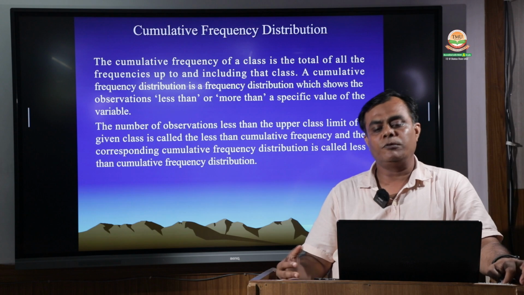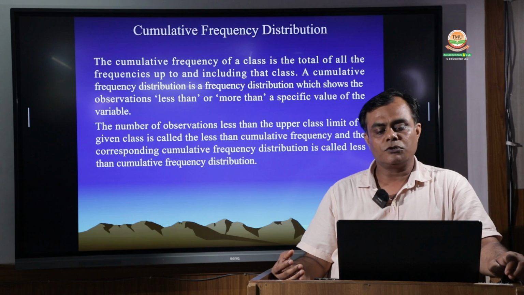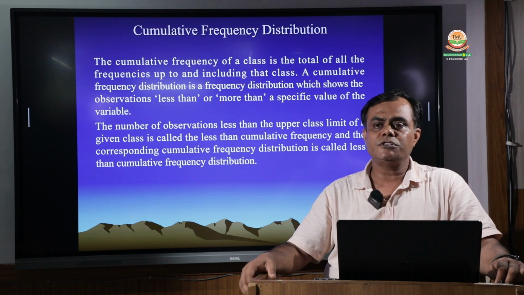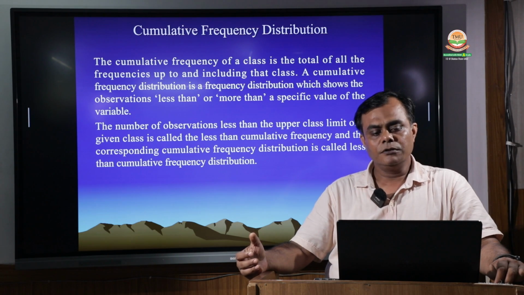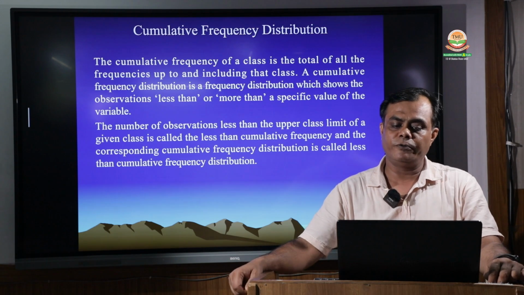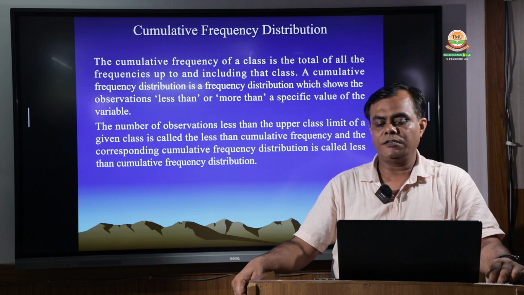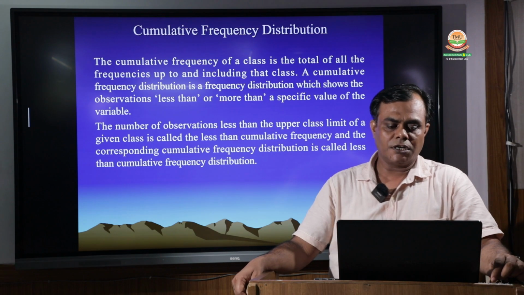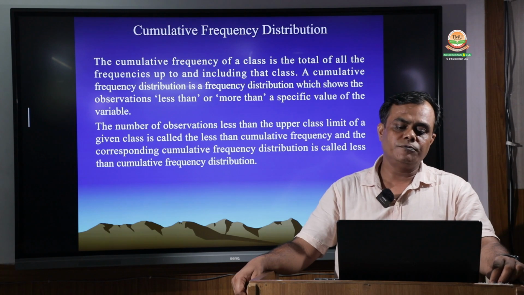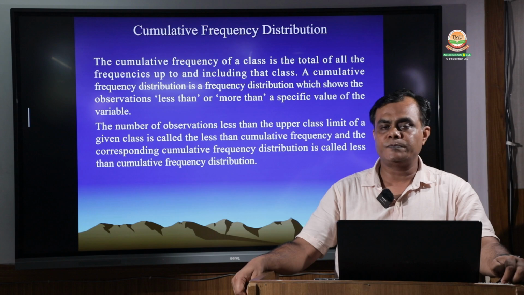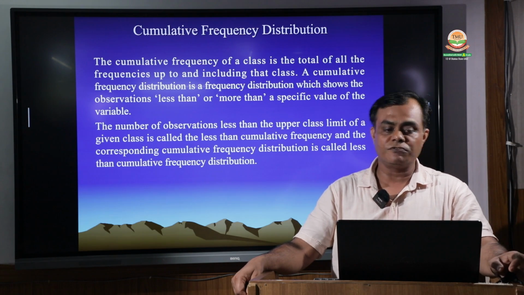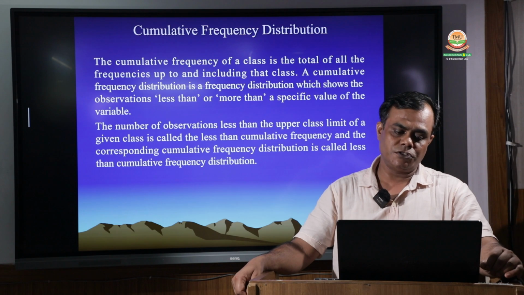Next is the cumulative frequency distribution. In a cumulative frequency distribution, we are just adding the frequencies. The cumulative frequency of a class is the total of all frequencies up to and including that class. The cumulative frequency distribution is a frequency distribution which shows the observations less than or more than a specific value of the variable. So here we are showing the less than and more than situations.